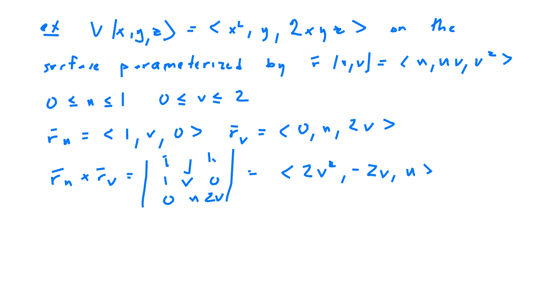So in this one, since I'm just making it up, I can't really check to see if that's the normal I want because, as I said, it could be the one in the opposite direction. So it could be instead negative 2v squared, positive 2v, negative u. On a problem like this, I would have to tell you because you can't really picture what's going on. So let's just pretend that's the one we want. So it's our normal vector at any point (u, v). Then we plug the parameterization into the vector or velocity field.